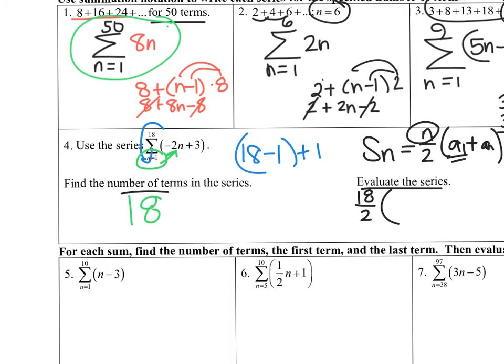So the first term is negative 2 times 1 plus 3. So that's 1. And then the nth term, the last term, the 18th term, is going to be negative 2 times 18, which is negative 36 plus 3. So it's going to be negative 33. So I'm going to add together 9, because 18 divided by 2, so it's 9 times negative 32. So it's negative 288.